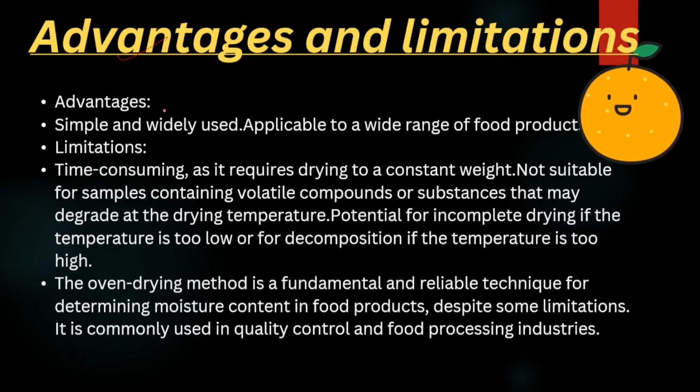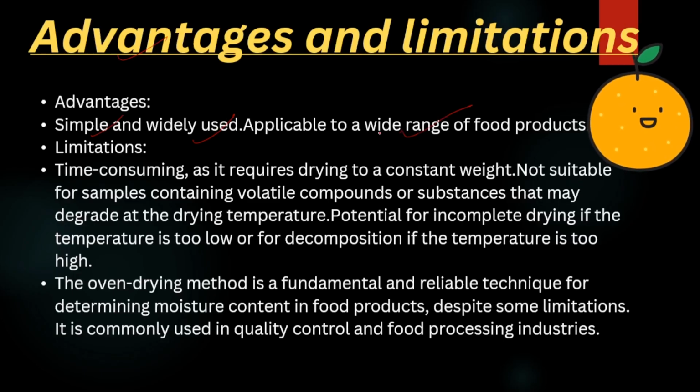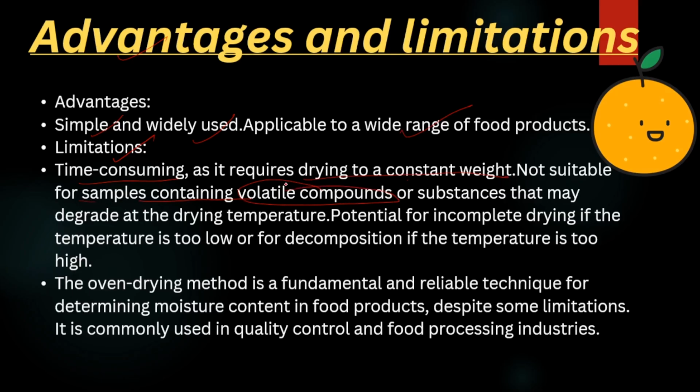What are the advantages and limitations of oven drying? Advantages are simple and widely used and applicable to a wide range of food products. Limitations are time consuming, requires drying to a constant weight, and not suitable for samples containing volatile compounds, because when we dry them they evaporate, or substances that may degrade at the drying temperatures, and potential for incomplete drying if the temperature is too low, or decomposition if the temperature is too high.